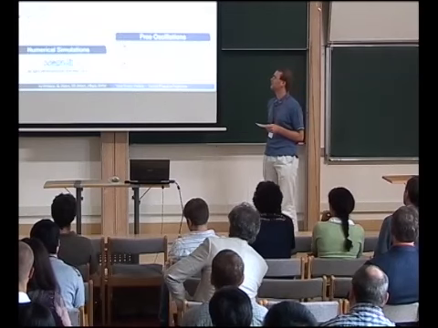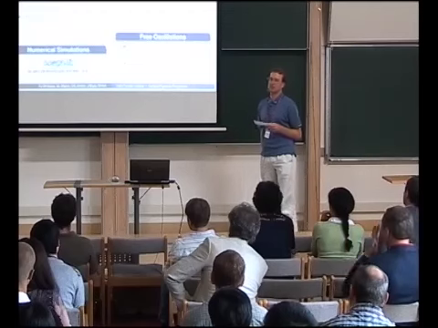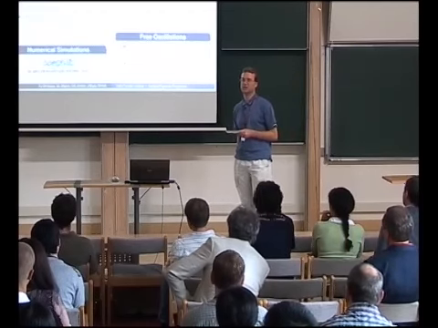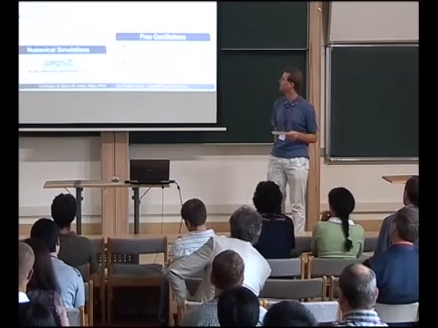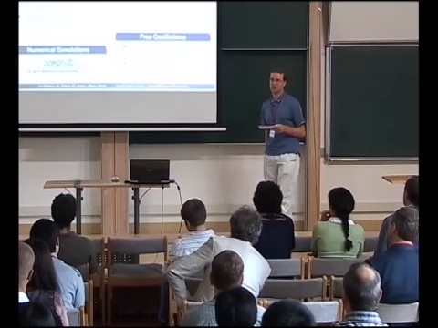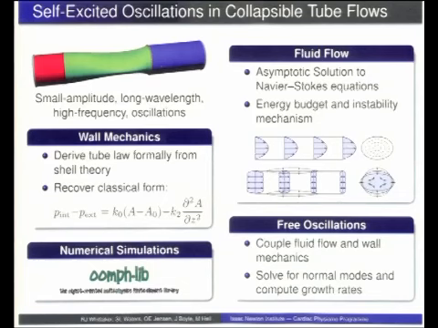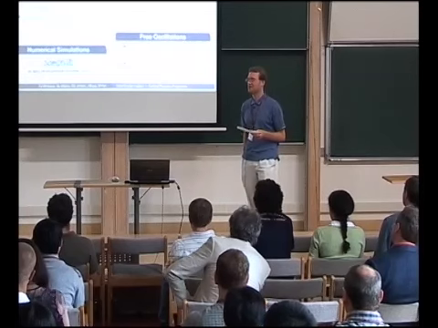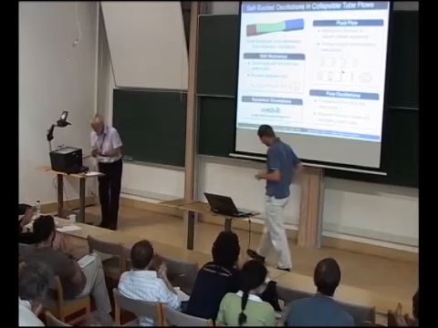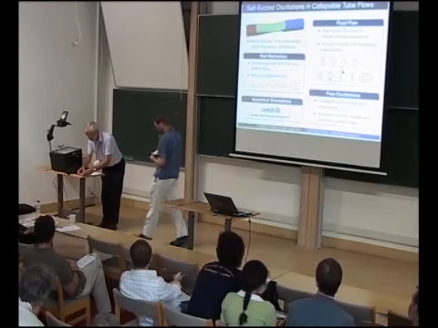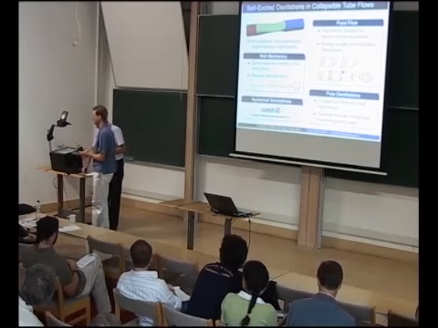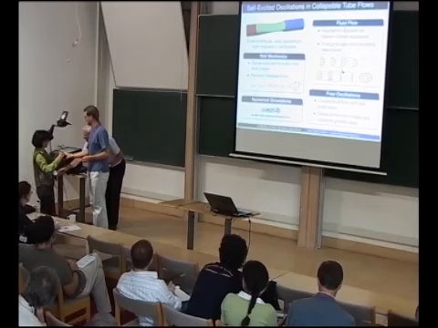I've looked at various aspects of the problem. I started off looking at the fluid flow in isolation with prescribed oscillations, solved the Navier-Stokes equations and found out about the fluid flow and the energy budget there. Then I went on to look at the wall mechanics and derived a classical form for a tube law, but derived it formally from shell theory. Finally I put those two together to look at the case of free oscillations, coupling the fluid flow and the wall mechanics. We can find predictions for the normal modes and their frequencies and growth rates, and hence determine whether we've got this instability or not. If you want to find out more, come and have a look at my poster.